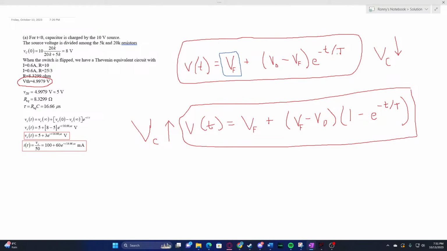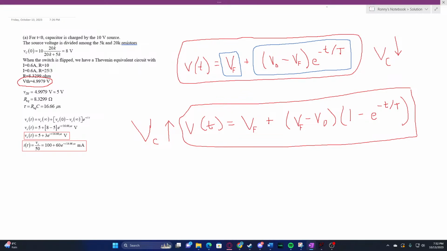That's the voltage you're going down to. This is the voltage change. This is the change in voltage over time. This voltage right here is the difference between your starting voltage, the voltage that the capacitor is at initially, minus the voltage it's going down to. Because, let's say, what is that?